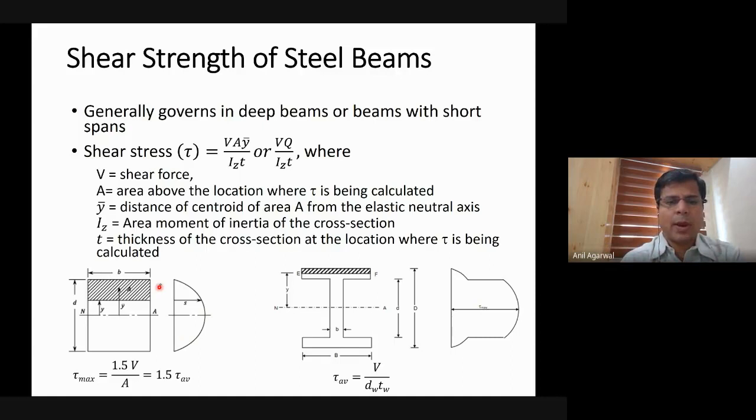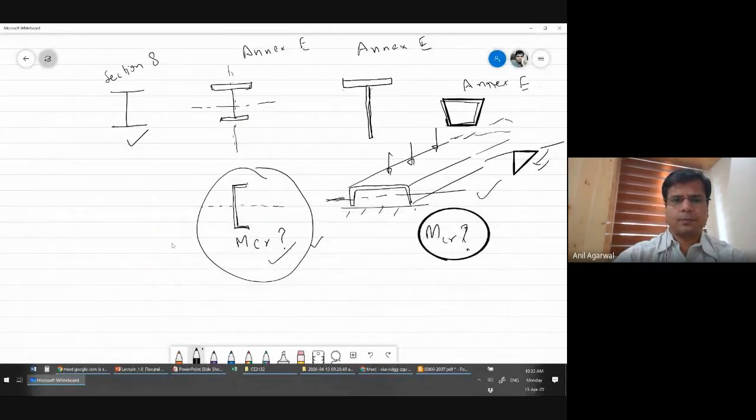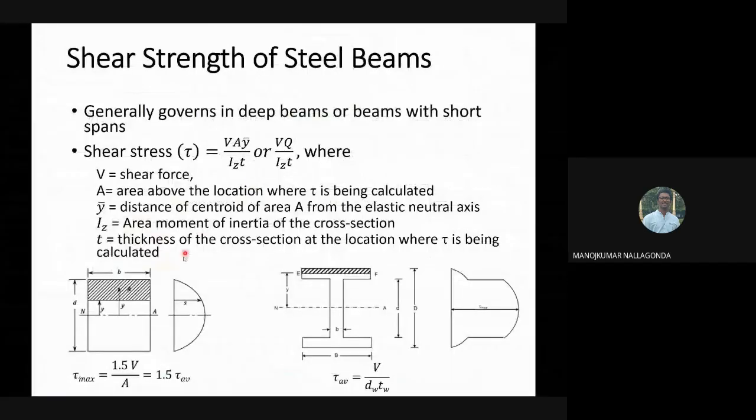Why does it vary like a parabola? Can anybody give me a physical meaning, a physical reason for that? Not necessarily a parabola, but at least why is it reducing as we go up and as we go down? Anybody? It is directly proportional to the moment of area about the neutral axis. That varies parabolically, so the shear stress varies parabolically over here.